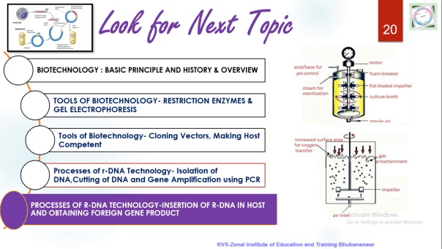We have read about biotechnology basic principles. We have seen the tools, including restriction enzyme, gel electrophoresis, cloning vector, and ways to make competent host. And in this part, we have read about processes of recombinant DNA technology: isolation of DNA, cutting of DNA, and gene amplification using PCR. In the coming part, we'll be talking about processes of recombinant DNA technology, insertion of recombinant DNA into host, and obtaining the foreign gene product. That will be the last part in this series. Watch carefully.